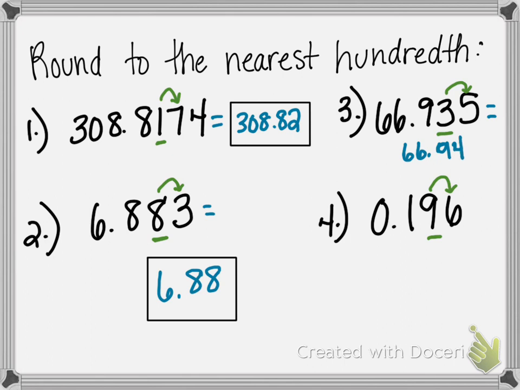And finally, 0.196. Hazen, tell me what you got. 0.110. Close. So your idea is right because you looked next door and you saw, well, that's bigger than 5, so I need to round up. However, when you round up that 9 to 0, we also need to then look one more to the right, because look at this number here.